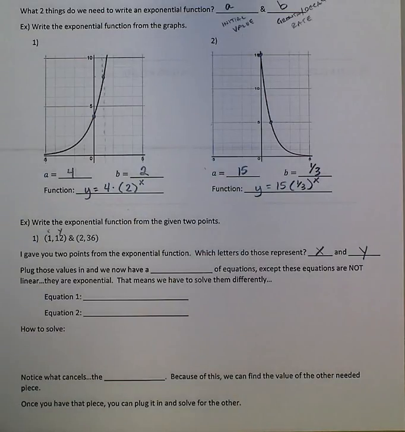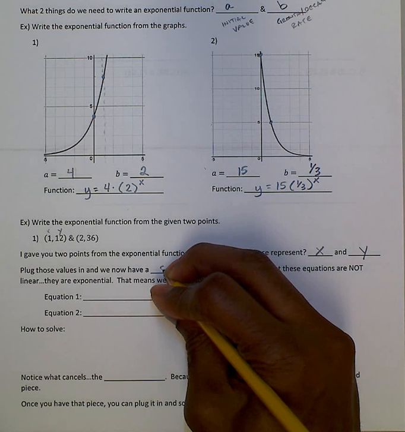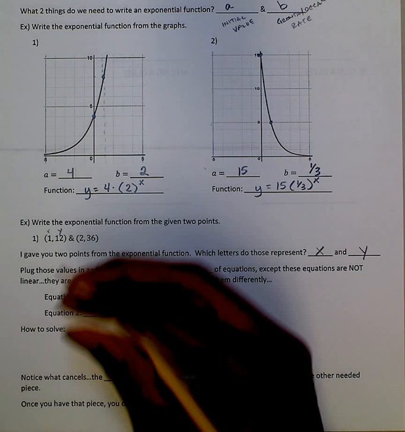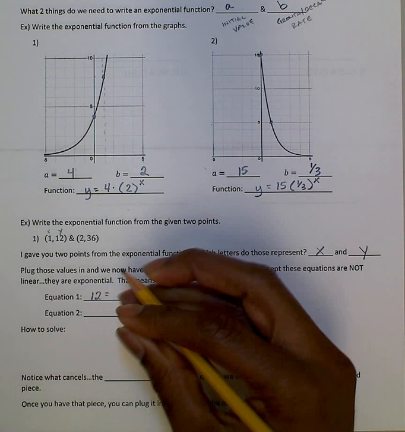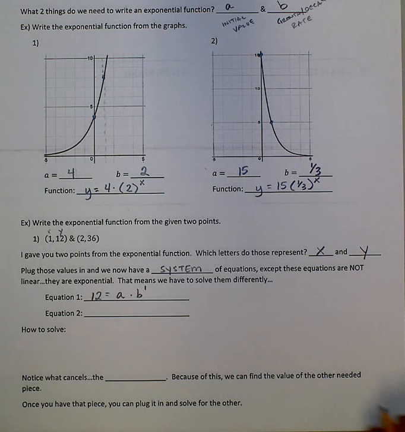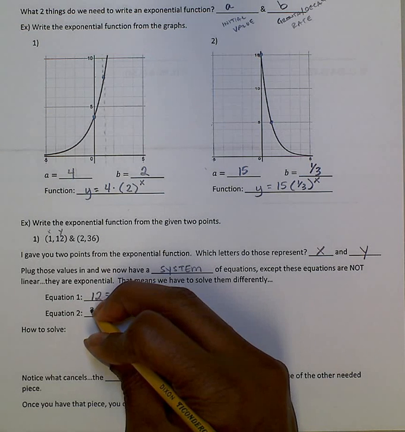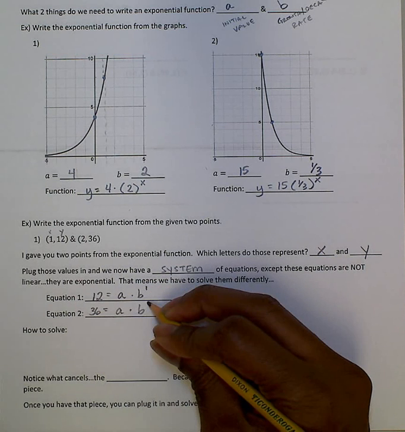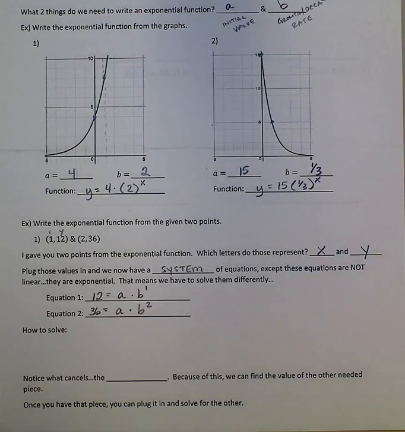Okay, so plug in those values and we will have a system of equations. These represent x and y, and so I'm going to plug these in. I have 12 equals a times b to the x. In my second equation, I'd have 36, again that's y, equals a times b to the x. Now we'll have a system of equations, but these are not linear, they are exponential, so that means we'll have to solve them a little bit differently.